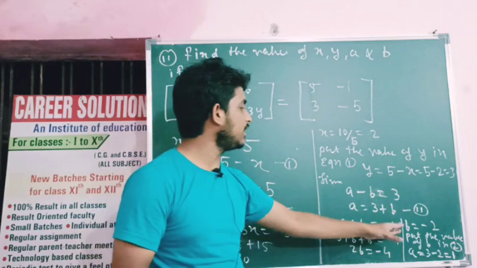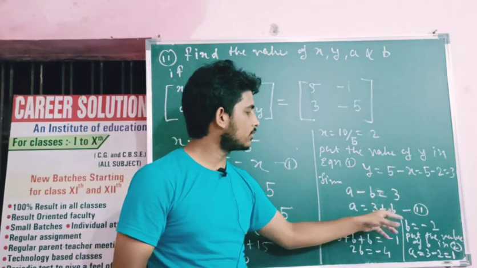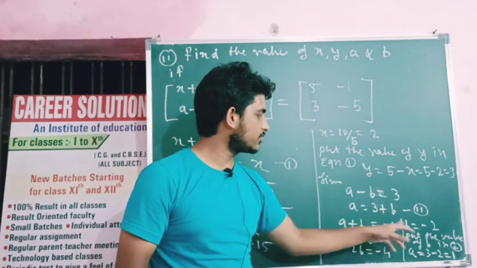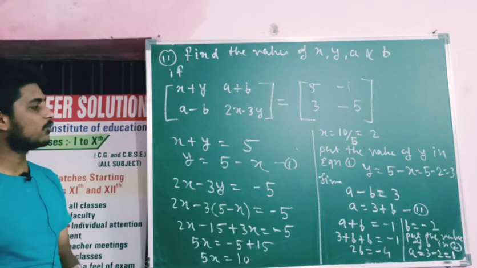Somehow after solving it by the transposition, you will get the value of b as minus 2. Again put the value of b in the given equation 2. So here we have written 3 plus b. So 3 plus value of b, which is minus 2, so 3 minus 2 become 1. So you will get the value of x, y, a and b.